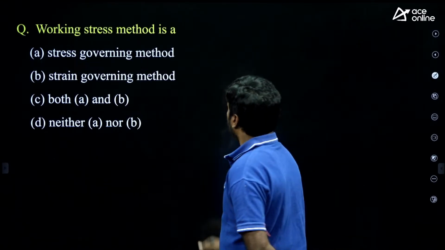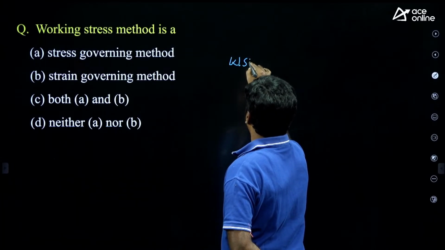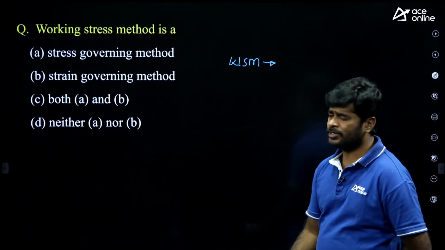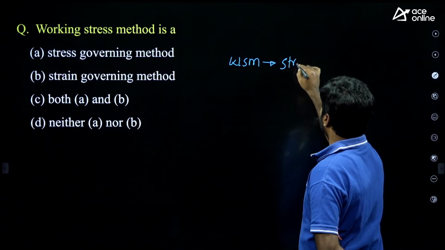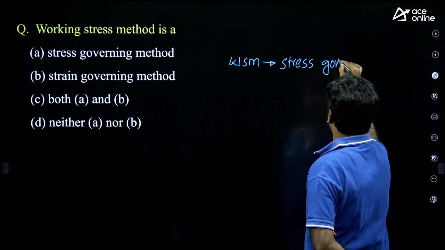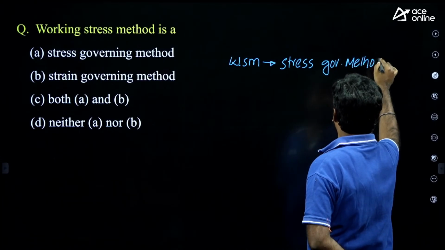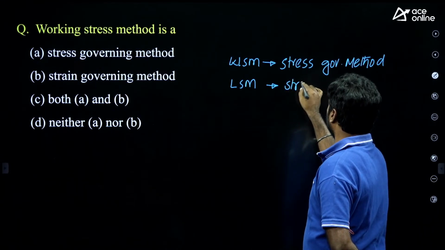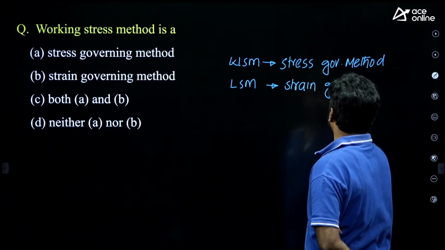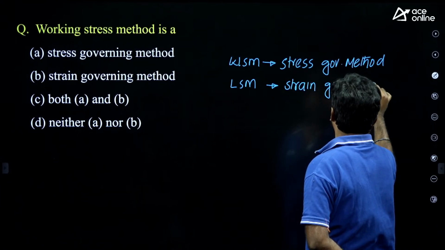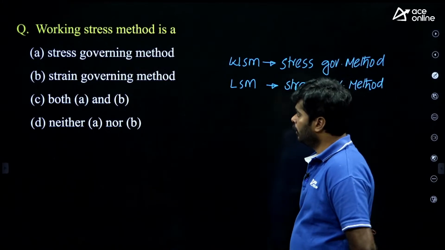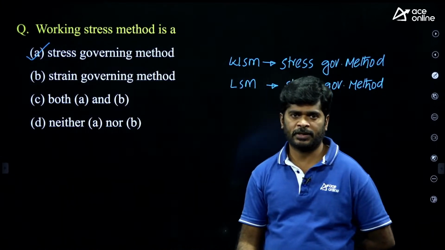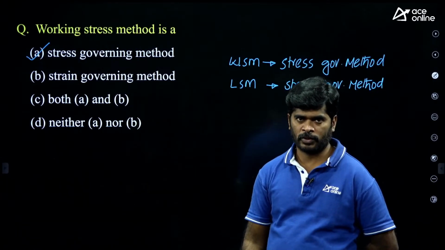In working stress method, failure of material is decided based on stress. Hence, we call it a stress governing method. Working stress method is a stress governing method, whereas limit state method is a strain governing method, because we decide failure of material based on strain. Suppose if they ask about limit state method, then you can pick strain governing method.